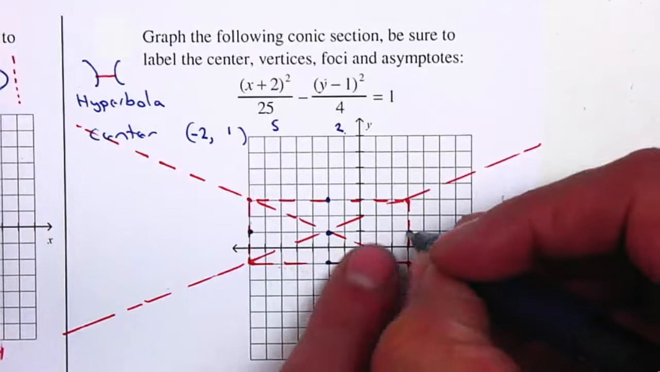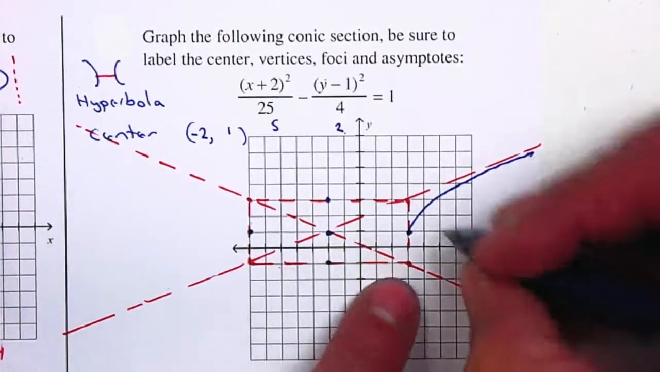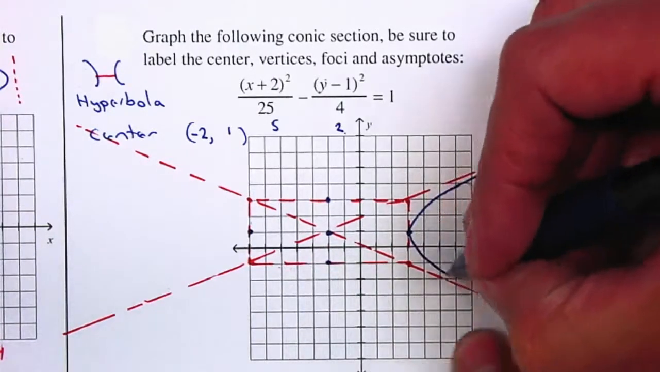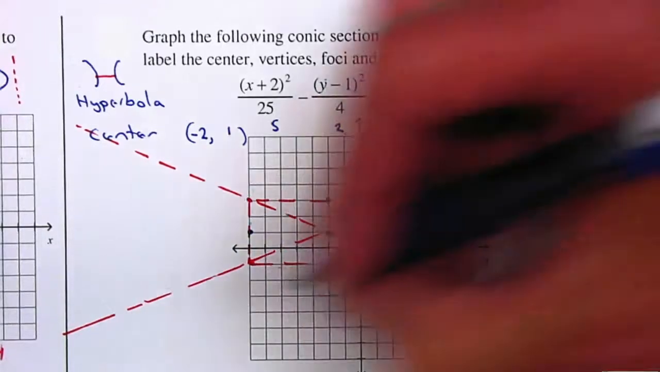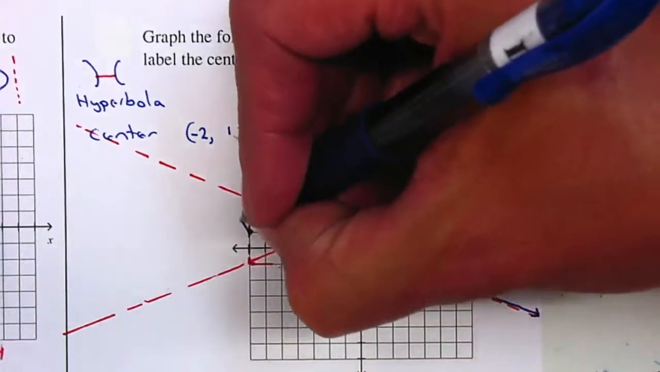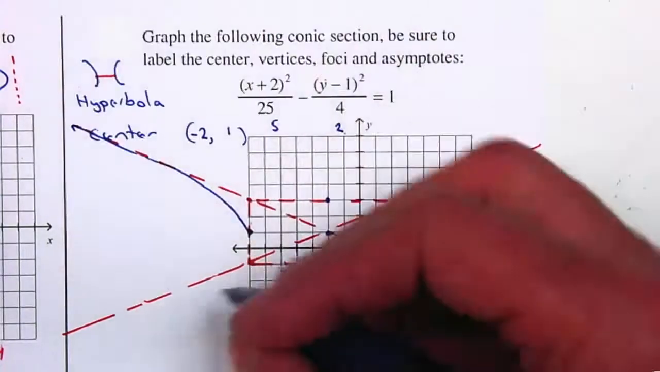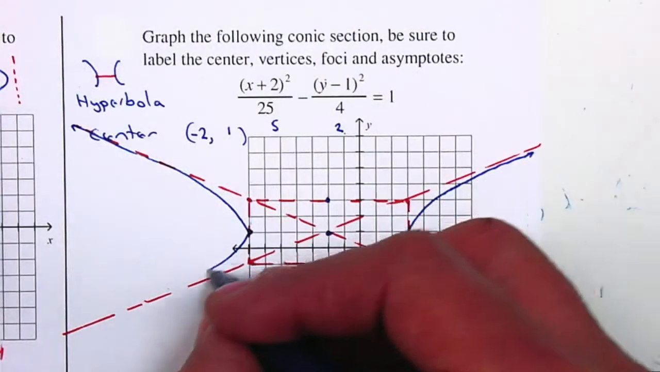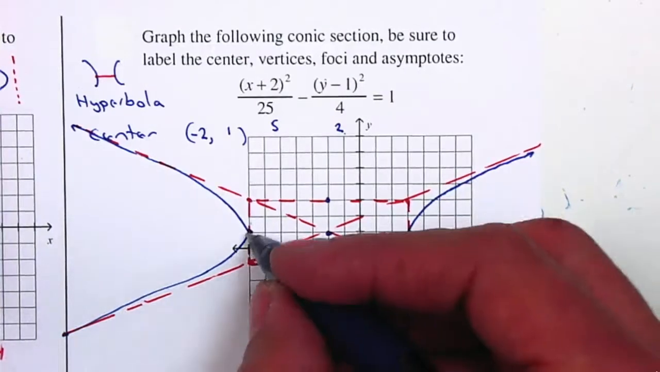You want to go through your vertex and get closer and closer to your asymptote but never touching it. Coming back through the other vertex, again getting closer and closer to your asymptote but never touching it. Probably it should be a little more rounded.